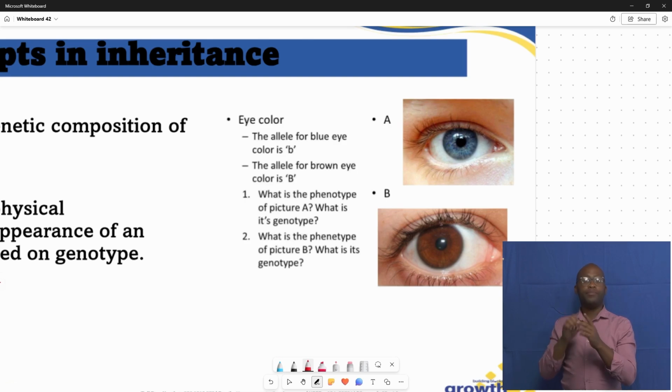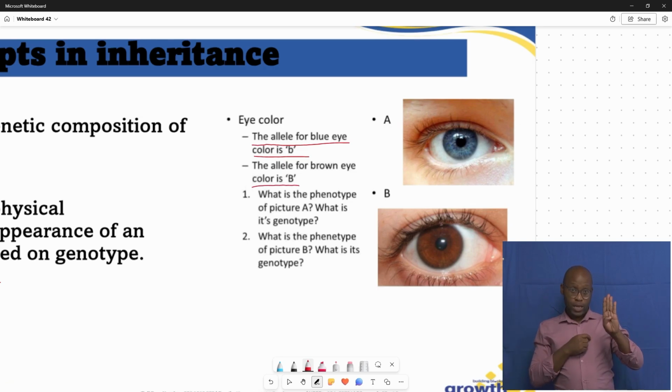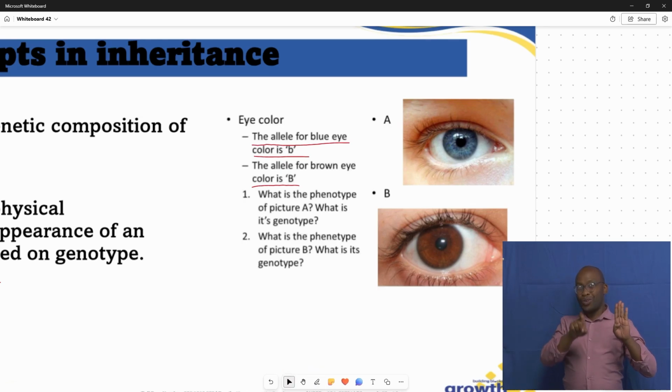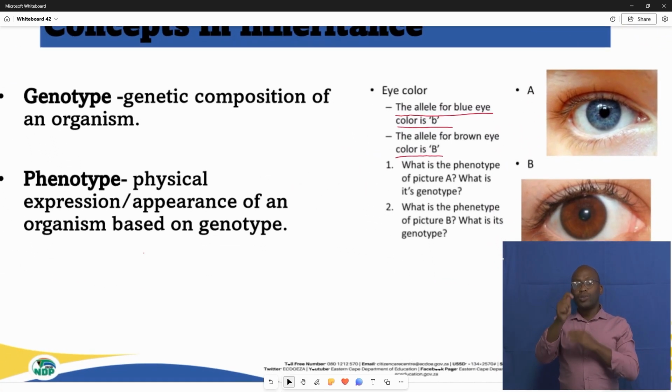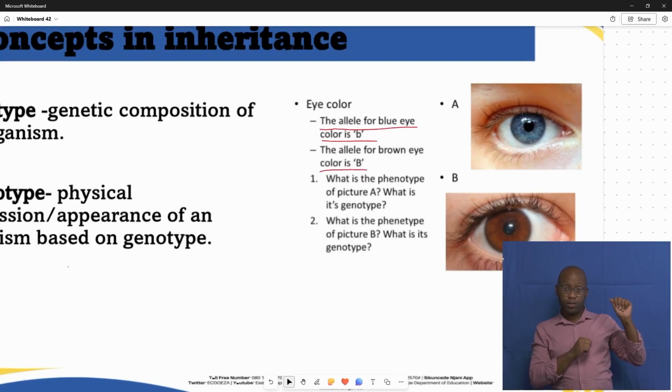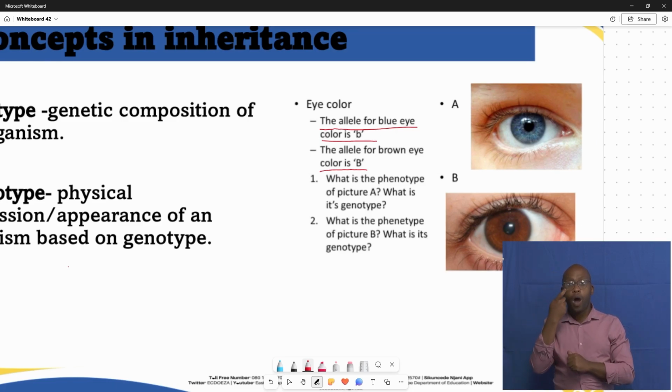We have been told here that the allele for blue eyes is lowercase b, and the allele for brown eyes is capital letter or uppercase B. Question 1 asks, what is the phenotype of picture A? Remember, we defined phenotype as the physical expression or the appearance of an organism. If we look at diagram A, we have blue eyes. So the phenotype of picture A would be blue eyes.